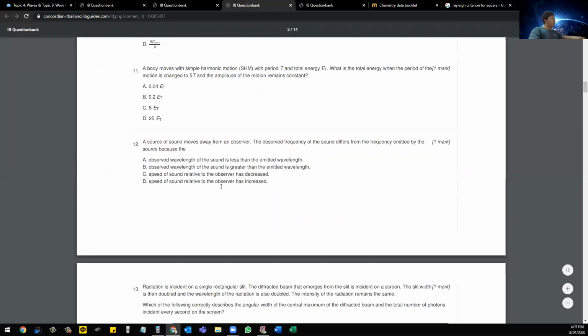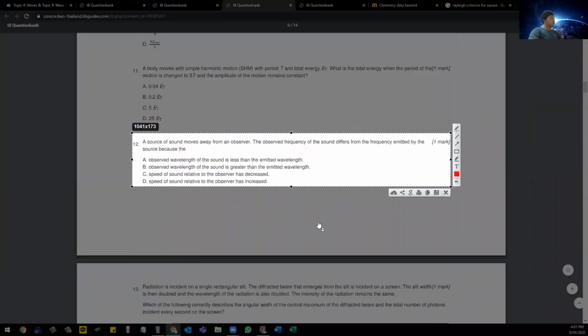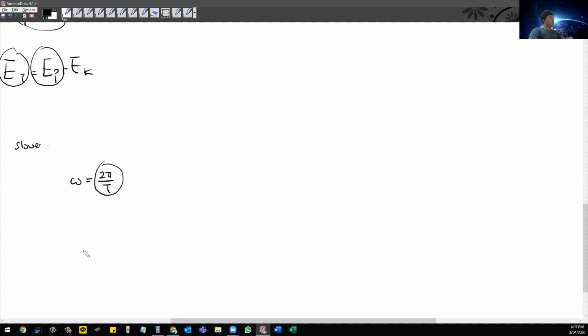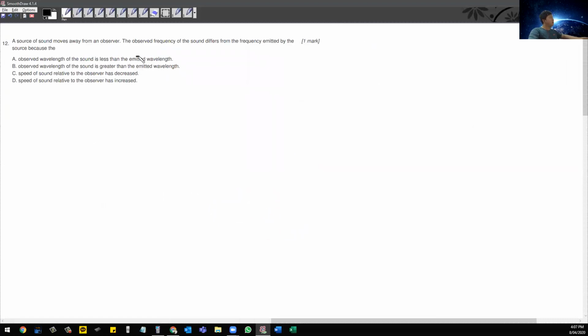Now moving on to 12. A source of sound moves away from an observer. The observed frequency of the sound differs from the frequency emitted by the source because, very simple, I think. We know that the speed of sound stays the same, right? So C and D are ruled out.